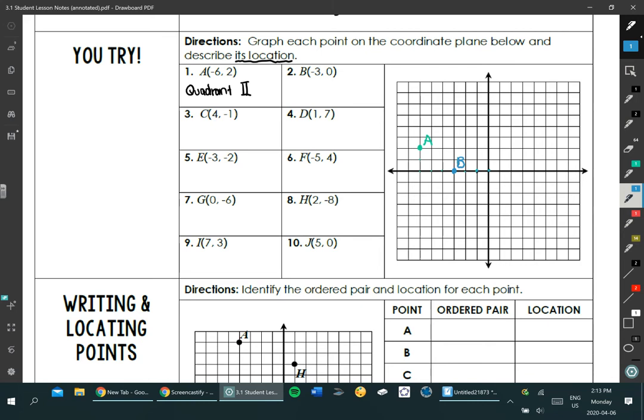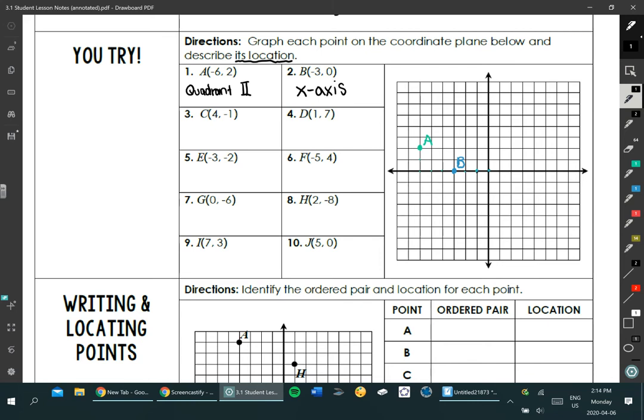Okay. Now, what's the location of point B? Well, we remember which axis is which, right? Point B is on our horizontal axis, and remember that's our x-axis.